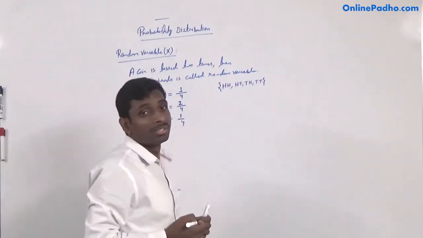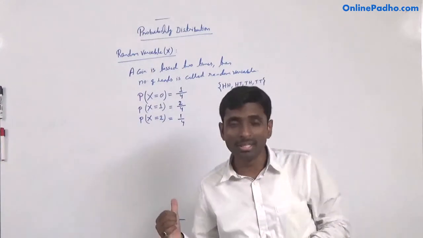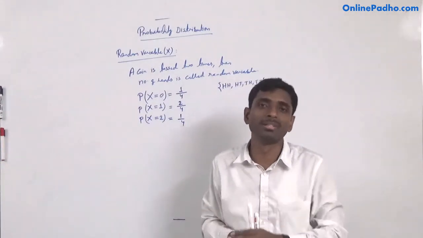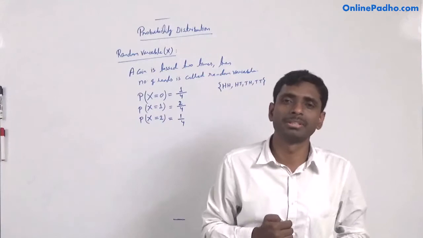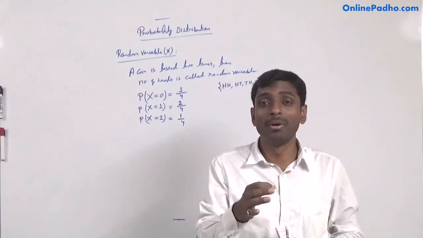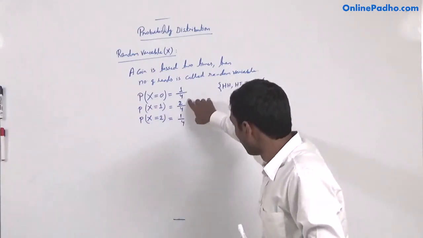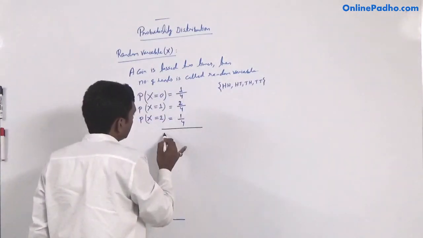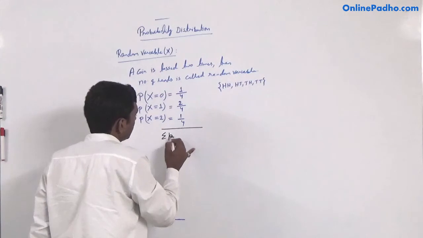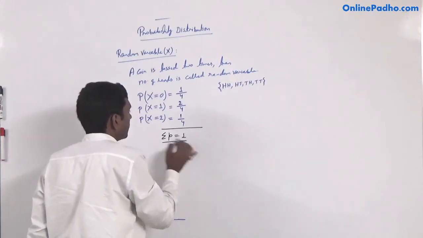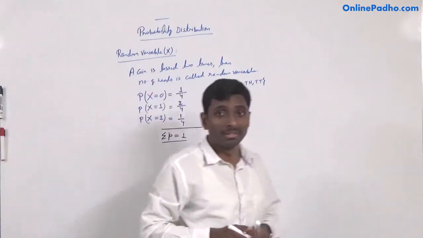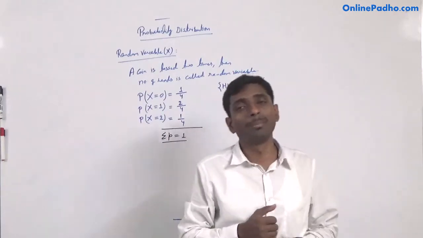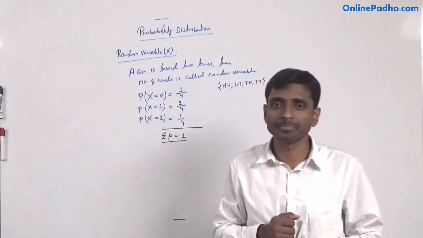Now the sum of all these probabilities must be equal to 1. That is, the sample space by sample space. The summation of P must be 1. If this is not 1, the question is not related to the probability distribution.